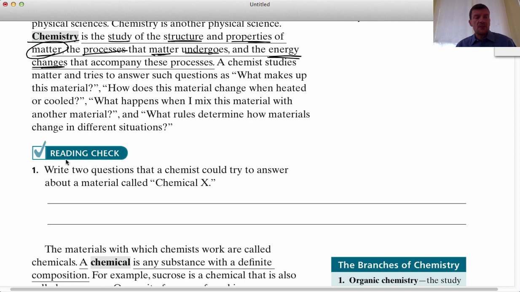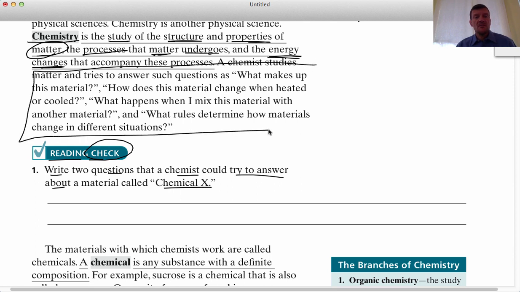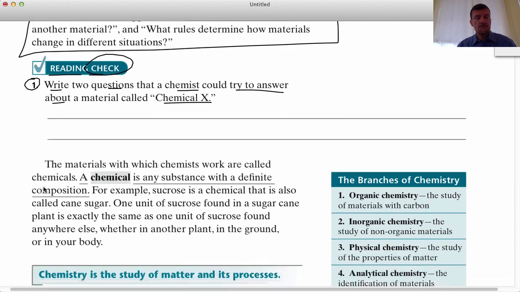Throughout the interactive reader, there are going to be some different questions. Here's one that's called a reading check. And so it says, write 2 questions that a chemist would try to answer about a material called chemical X. And you can look back up here. They give you lots of possible questions and ideas. And so you're going to pause the video right now if you want and answer that, or you can answer it later, and then I'll see that response that you filled in when you submit this. Okay?